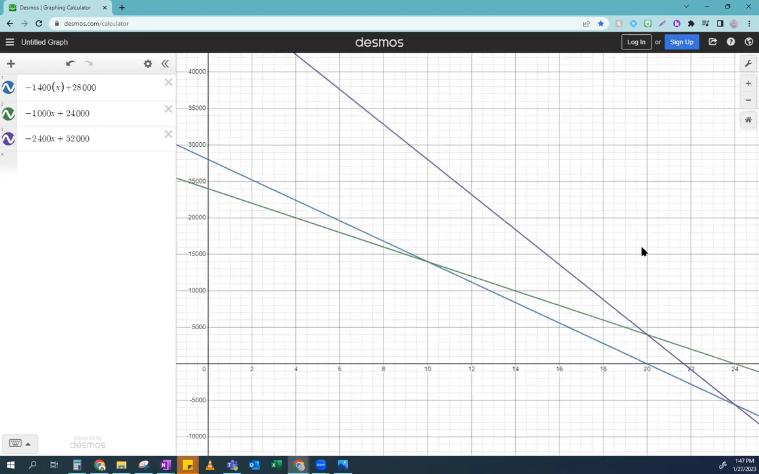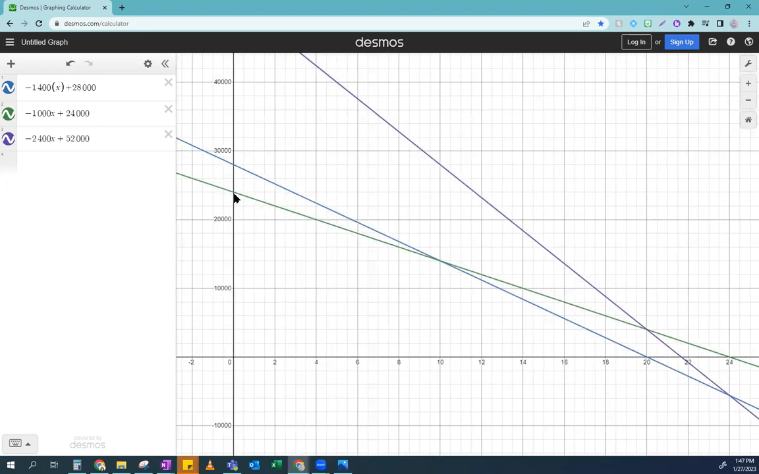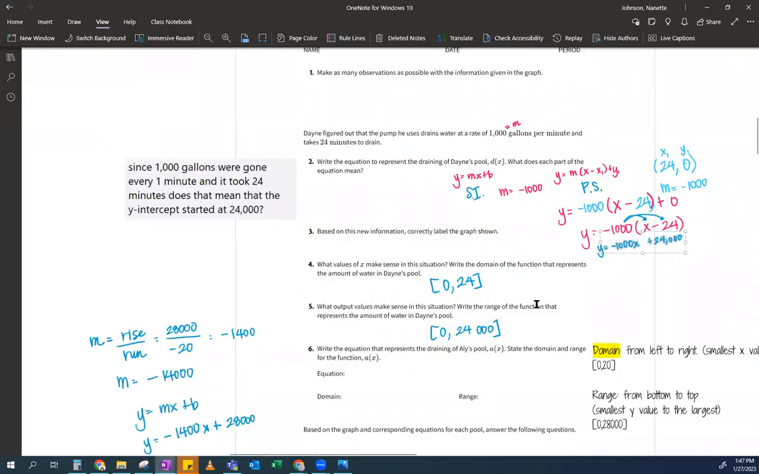Are you guys right? Green is Dane. This blue is Allie. And this guy right here, that is us working together. And you guys were right. It's in between. Good job. All right, I need to finish. Okay, so we did that. Done.